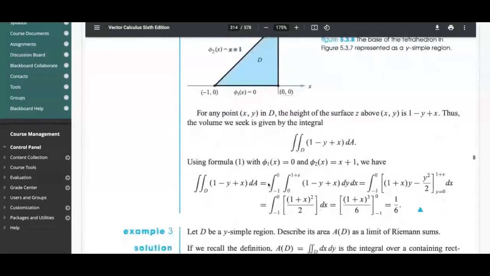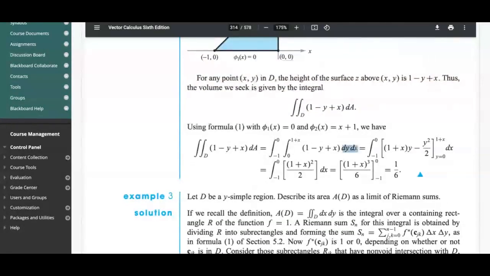So our integration is over the xy plane. The x direction goes from -1 to 0, the y direction goes from 0 to 1 plus x. So that's why the integrand has to be z, so z equals f of x, y, or 1 minus y plus x. Then we integrate. We integrate in the y direction, we get a function of x. Then we integrate in the x direction, we evaluate from -1 to 0, we get 1 over 6.